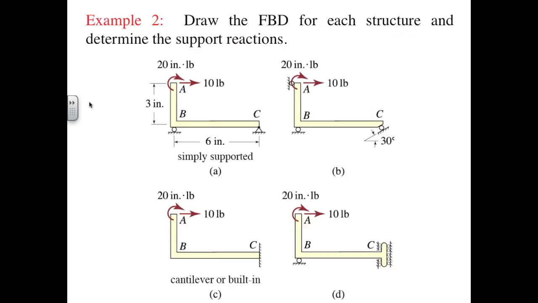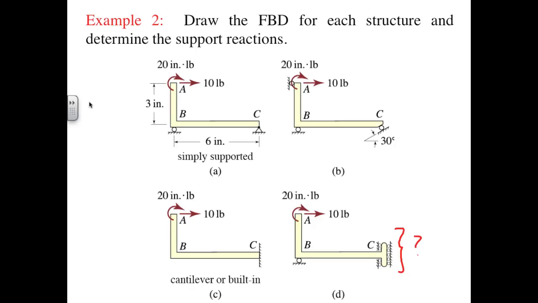As a second example, we consider a simple L-shaped structure subjected to one force and one moment, that is, a force couple. There are 4 different methods of support in A through D, and we'd like to determine the support reactions in each case. Moving from A through D, we have respectively, in A, 1 pin support and 1 roller support, in B, 3 roller supports, in C, 1 built-in support, and in D, 1 roller support and 1, what is this?